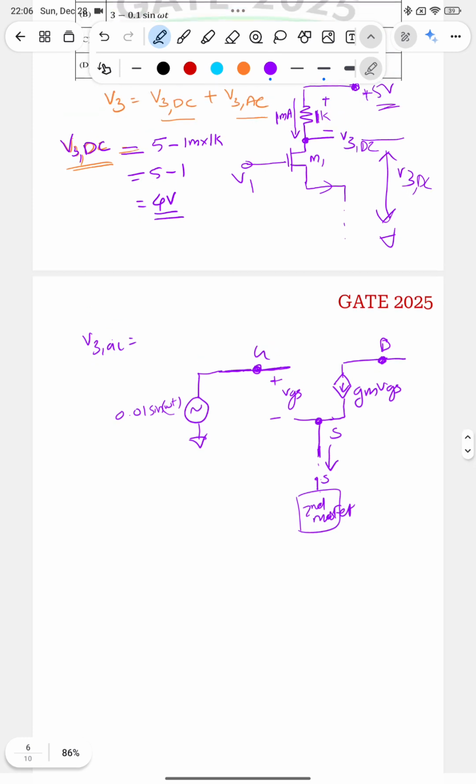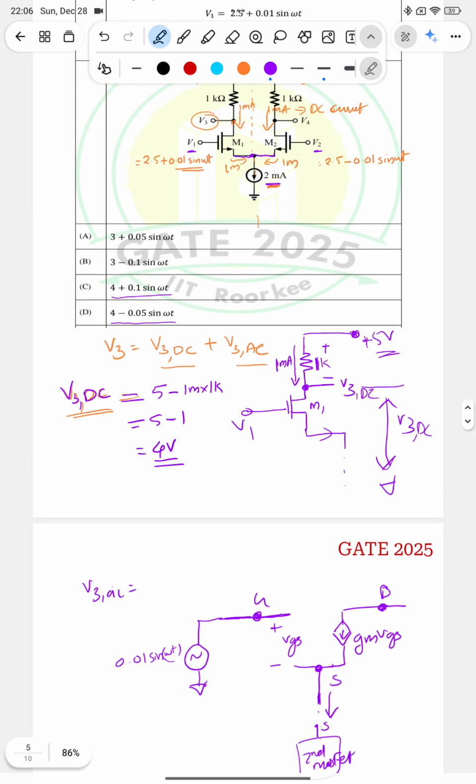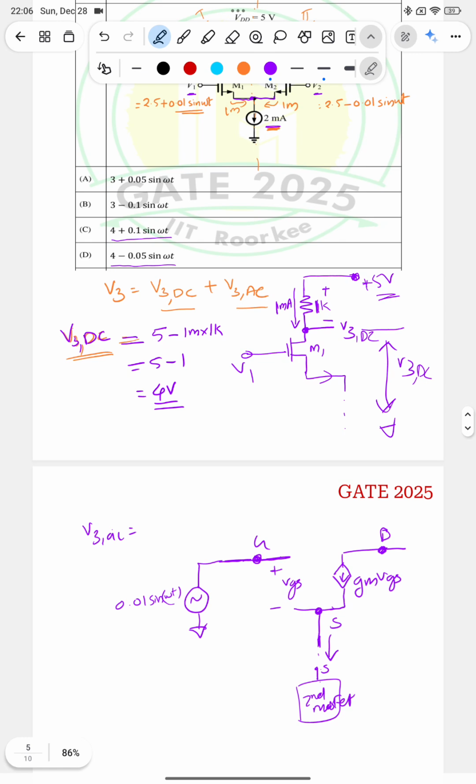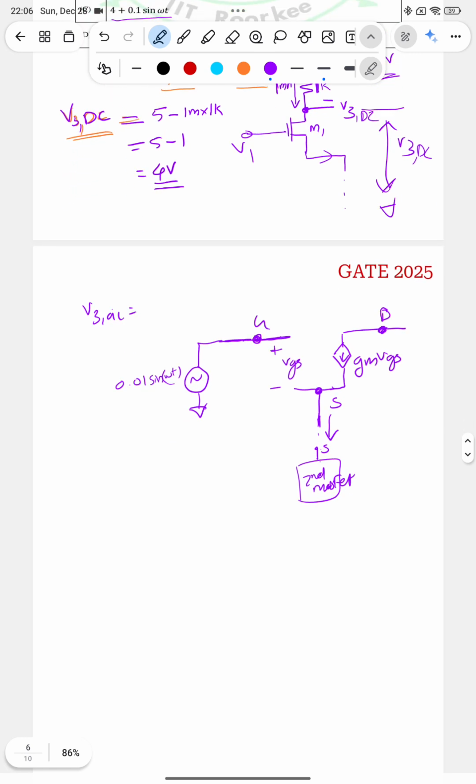Now what is at the drain? At the drain I have connected a 1 kilo ohm to DC. So the DC voltage source will be short circuited to ground, right? So we can write a resistance like this connected to ground. This resistance is 1K. And this node voltage is V3 AC. So from this figure, what is V3 here? V3 AC voltage is the voltage across this resistance 1K, right?